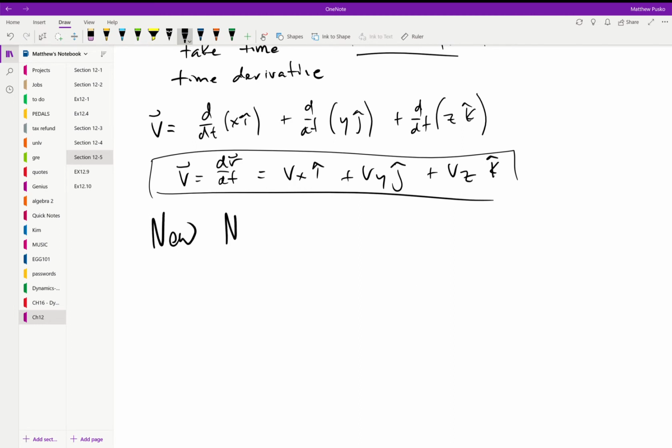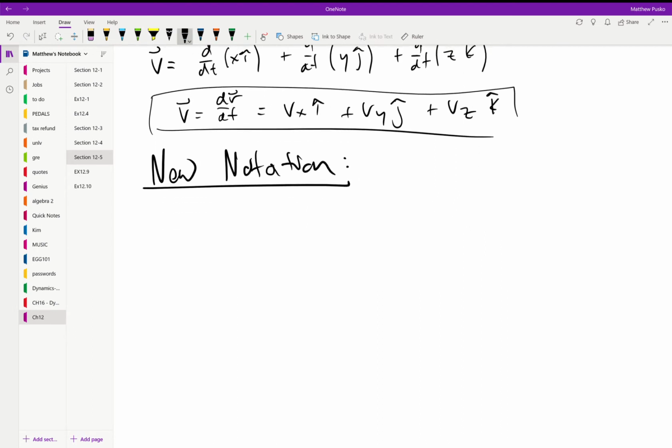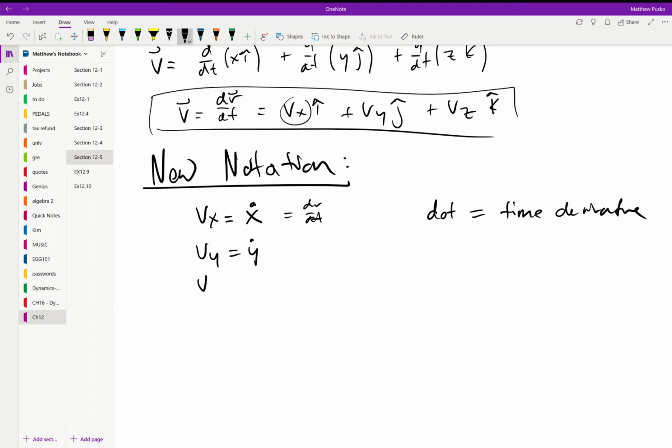Now I'm going to take the time to introduce new notation. This you probably have not seen before. I'm going to call the velocity in the x direction x dot, where the dot means time derivative. So in this case, that's the time derivative of position, dr dt. That gives us the velocity. So we can say the velocity in the y direction is equal to y dot, and the velocity in the z direction is equal to z dot.